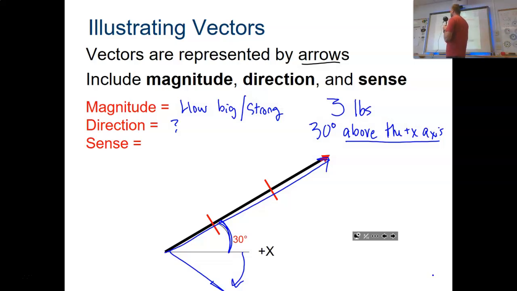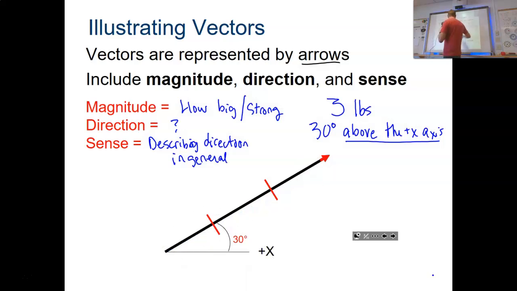The sense is a way to describe direction in general. And what do I mean by that? The sense of this vector, and this will make sense in a second, is up and right. How is it applying the force? It is going up and it's going to the right. So that's the sense of this vector.